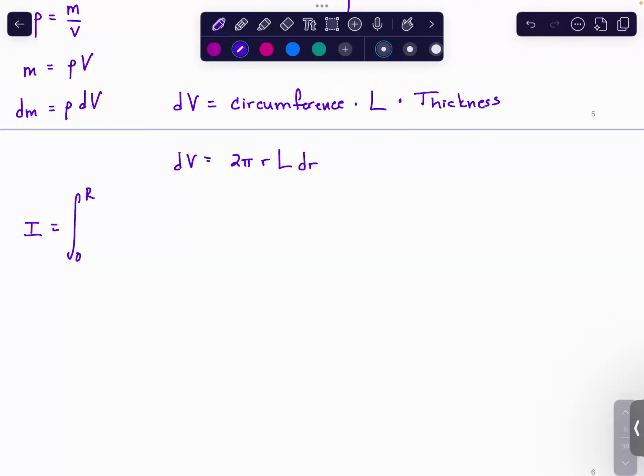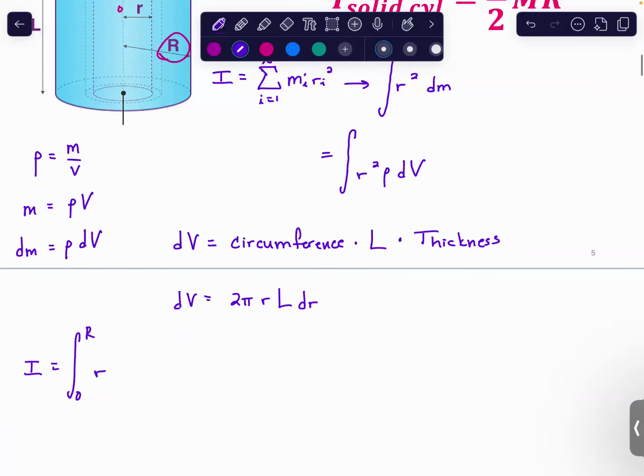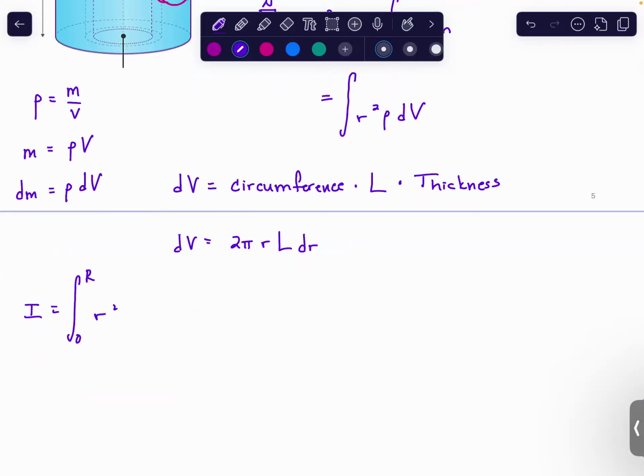Alrighty, and that means we're going to have r squared. We're going to put our differential volume element in here, which of course is rho dV. So we're going to have r squared times rho, then dV is going to be 2 pi r L dr. There we go, 2 pi r. And this is going to give us an integral from 0 to r of r cubed, the density of the cylinder, 2 pi L dr.